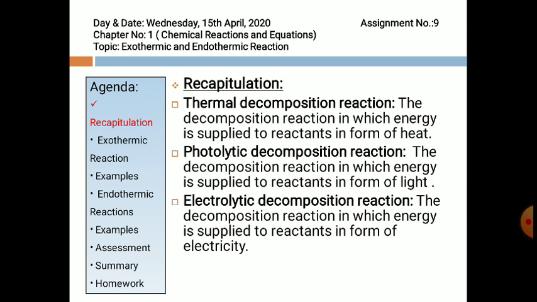Thermal decomposition reaction: the decomposition reaction in which energy is supplied to the reactants in form of heat. Photolytic decomposition reaction: the decomposition reaction in which energy is supplied to the reactants in form of light. Electrolytic decomposition reaction: the decomposition reaction in which energy is supplied to the reactants in form of electricity.